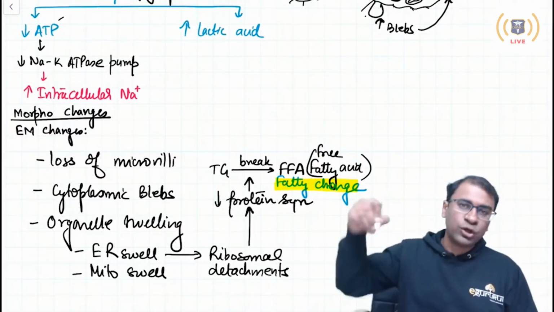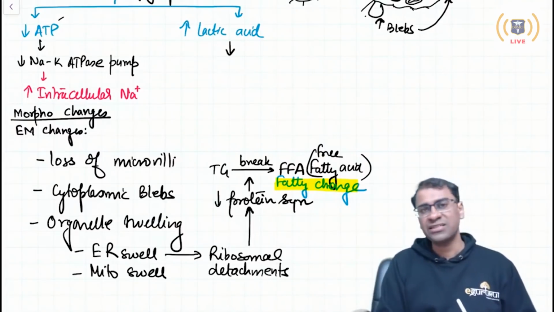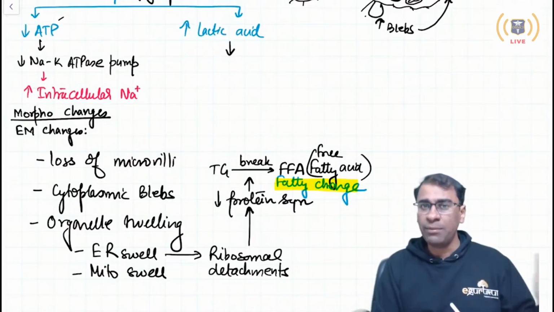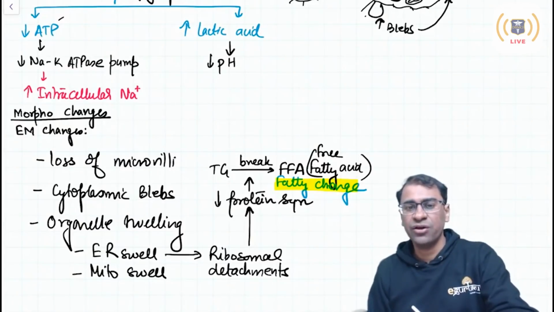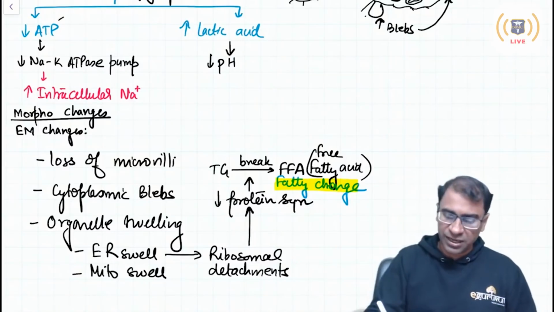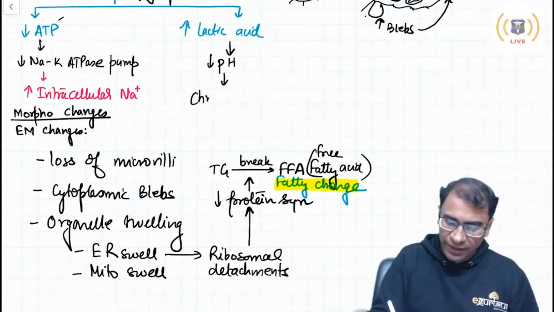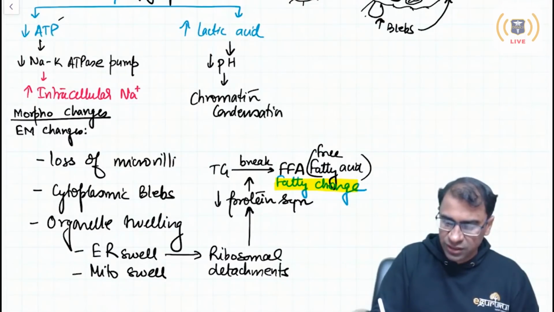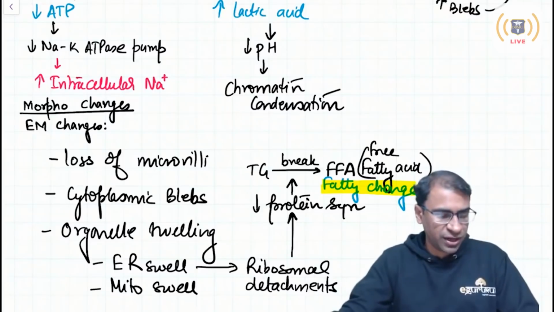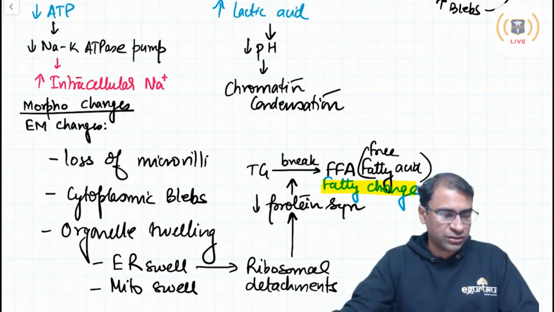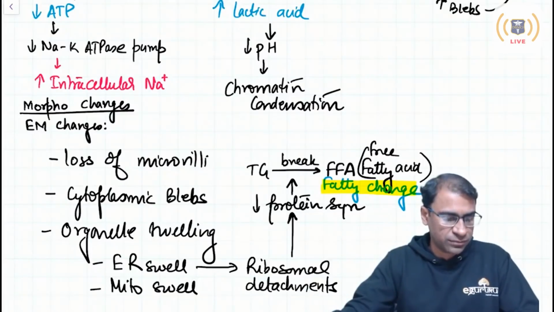Well, if you look at the top finding here, this was an increase in the lactic acid. So biochemically it will cause a decrease in pH. And once the pH has reduced, the reduced pH will cause chromatin condensation, because the DNA will shrink and the shrunken DNA will lead to chromatin condensation.